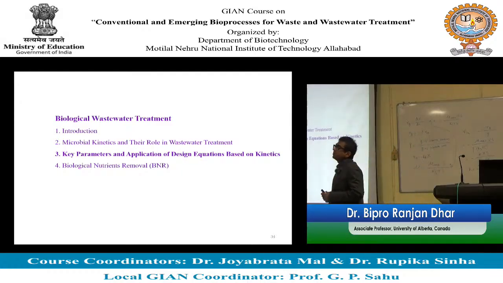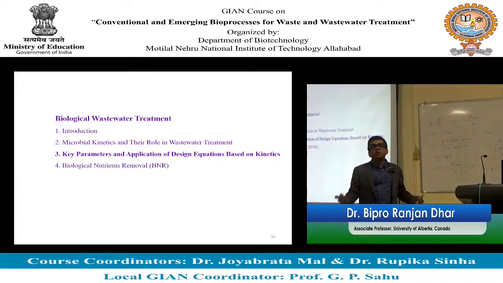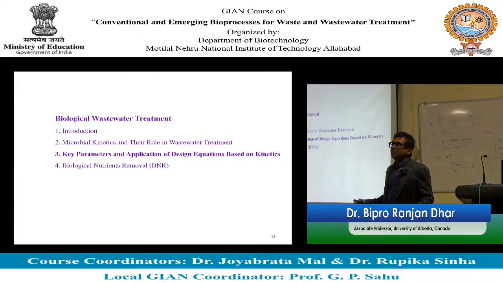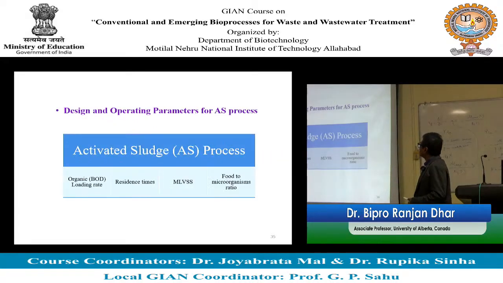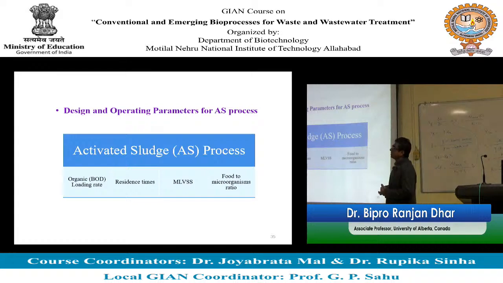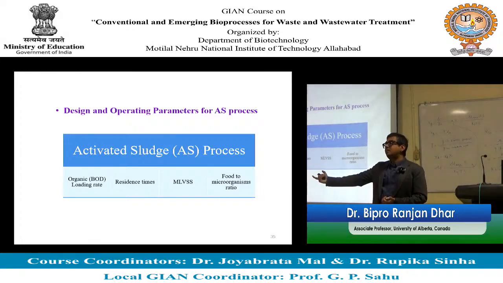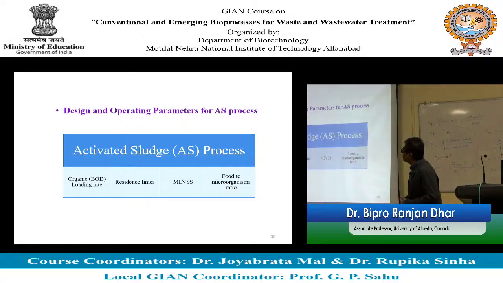So the third topic for today, we are going to learn about different important process parameters for the activated sludge process, and then we want to come up with some design equations that can combine both kinetics and process parameters. So what are the important process parameters in the activated sludge process? Process parameters that we can control to meet the regulatory guideline, let's say 25 milligram per liter BOD or something, right? That's what we want to achieve.